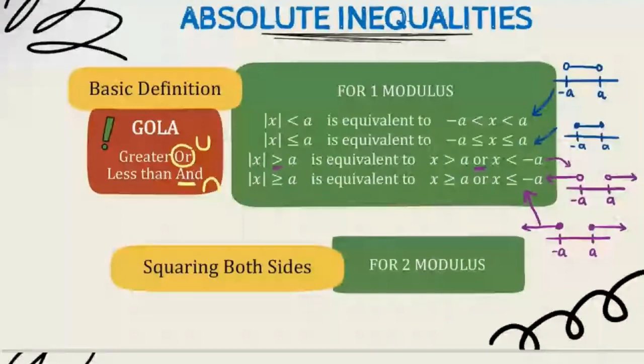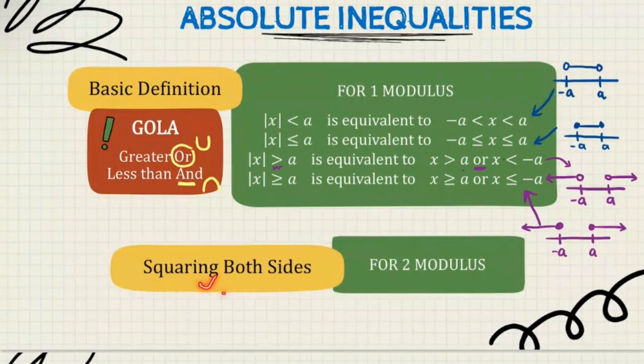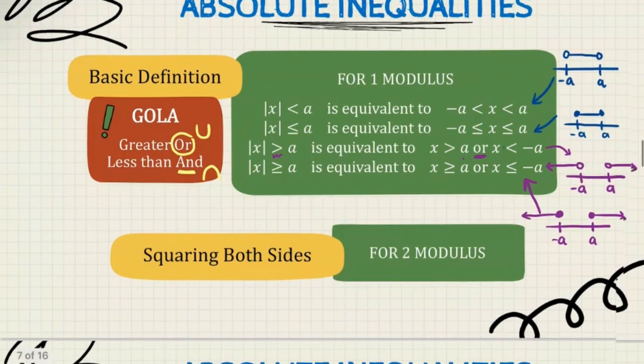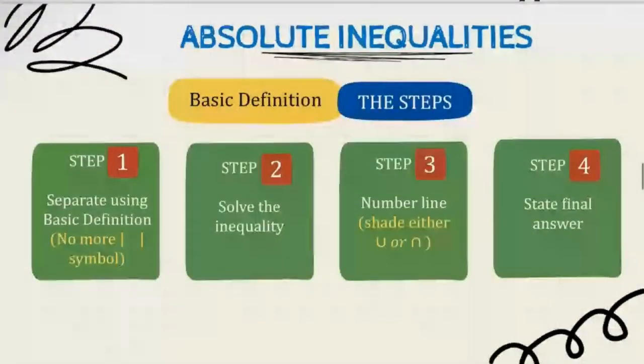Okay, and then seterusnya adalah kalau kita ada question yang melibatkan two modulus, so we are going to solve using squaring both sides, SBS. Okay, so ini pengenalan kepada how are we going to solve. So kita akan try example yang simple dulu. Okay, tapi sebelum itu saya pecahkan steps untuk basic definition. Okay, so ini melibatkan linear sebenarnya, linear absolute inequalities.